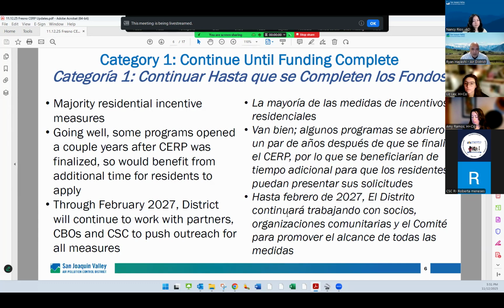So once again, we just want to continue to kind of focus on these at least through February 2027, working with all of you and our community-based organizations and the CSC to continue to do the outreach on those measures. Is there any questions, comments on those?